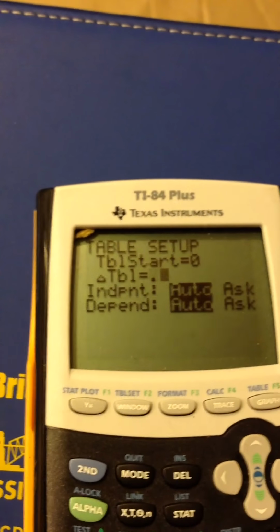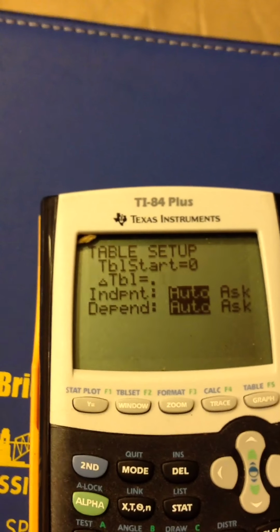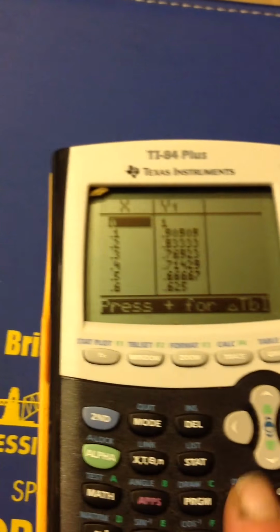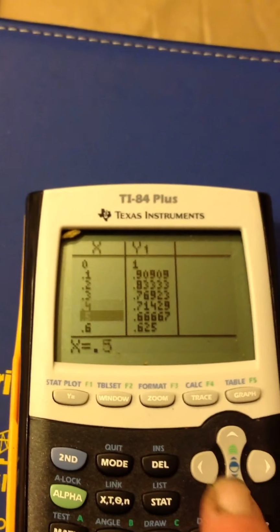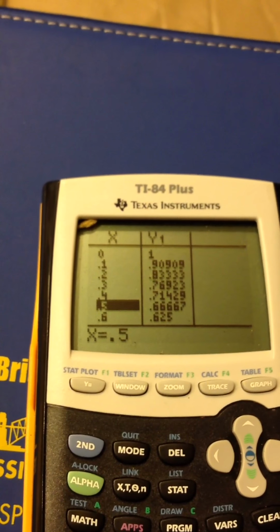Let's make it really fancy. Let's look at every 0.1. All right? Now let's go back to second table to check it out. Now look at how it's different. I got 0.1, 0.2, 0.3. It's getting really close. But it's still not exactly what I want to look at.